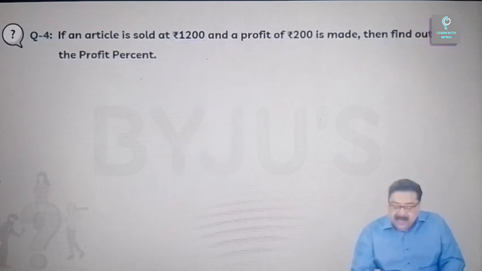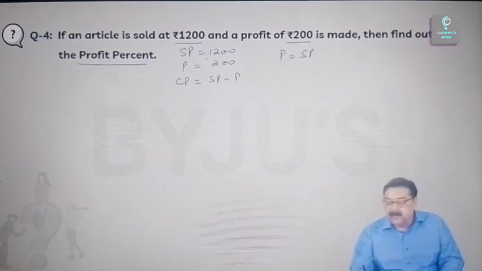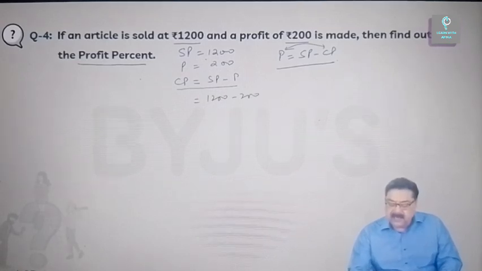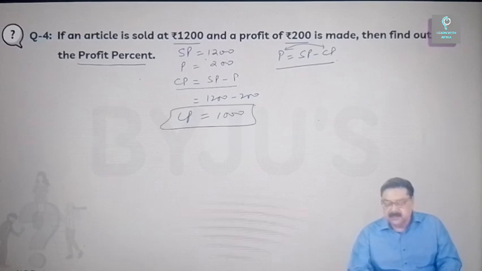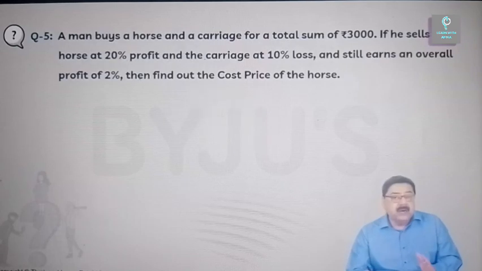Now, if an article is sold at rupees 1200 and a profit of rupees 200 is made, then find out the profit percent. Selling price is 1200. Profit is 200. So cost price is selling price minus profit, because profit is selling price minus cost price. So these two get interchanged. So cost price is equal to selling price minus profit. Now that is equal to 1200 minus 200 as we know. So cost price is rupees 1000. So this is how we can play about with these values in different ways. Now let us come to a question.